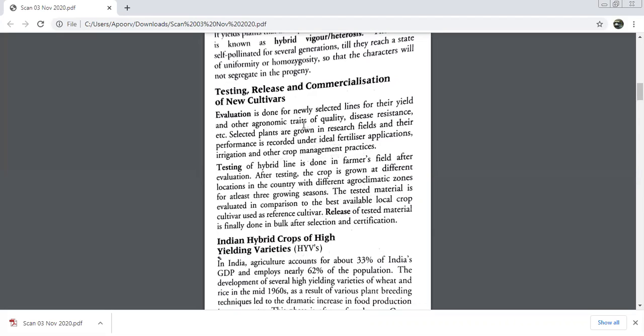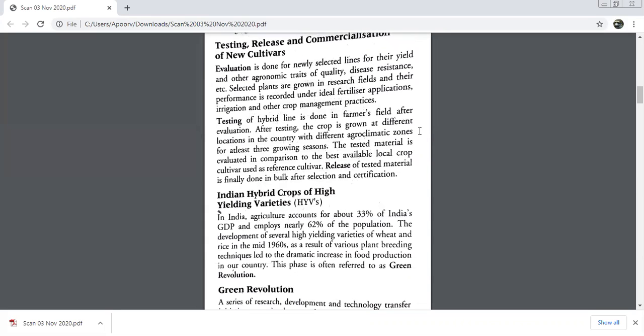Whatever plants we have selected, we will grow them artificially in fields which are known as research fields. And then their performance is going to be recorded under ideal fertilizer applications and irrigation. Ideal amount of fertilizer, ideal amount of water is provided to them. And then testing of the hybrid is done in the farmer's field. First, it is done in the research field where all ideal conditions are there.